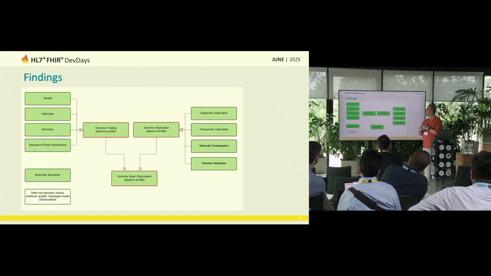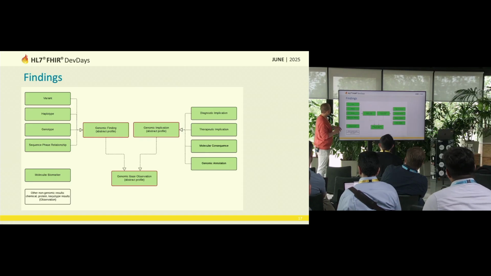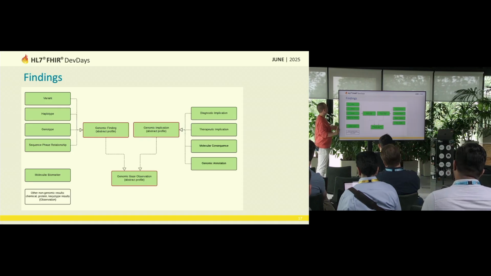Now I want to talk about findings. So this is still diagnostic report dot result pointing to several different profiles. We have an abstract profile which is called genomic finding, and this is for all findings, as the name says. This can be a variant, so some mutation on the gene, but also the haplotype or genotype, which puts together several variants, and then several haplotypes, or sequence phase relationships.